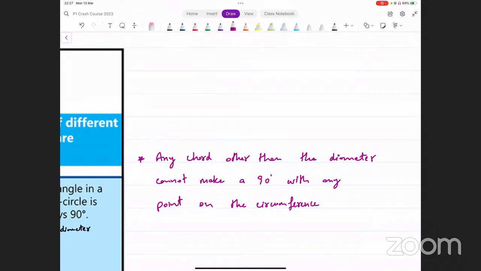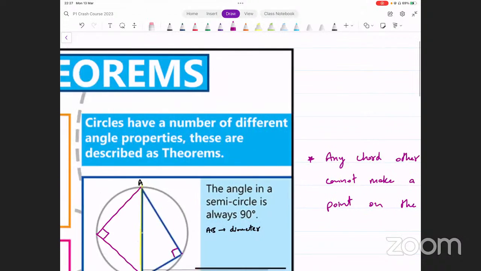But any chord other than the diameter cannot make a 90 with any point on the circumference. So if a chord is making 90 degrees on the circumference, it has to be the diameter. No other chord can make 90 degrees. All right, so that's an important point to remember. Only the diameter can make 90 degrees on the circumference of the circle. No other chord can do that.